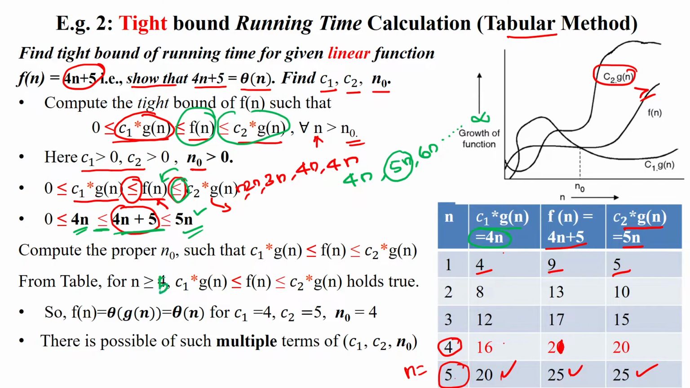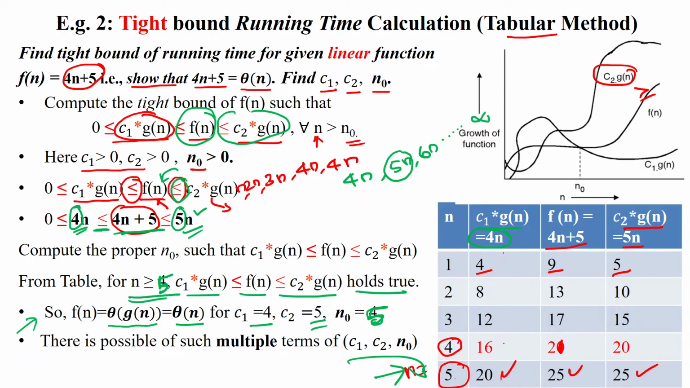So for n greater than or equal to 5 onwards, the given condition c1 into g of n less than or equal to f of n less than or equal to c2 into g of n is true. We can define from this given function that f of n equal to big theta of g of n equal to big theta of n for identified constant values c1 is 4 and c2 here is 5. Initial input size is here 5.